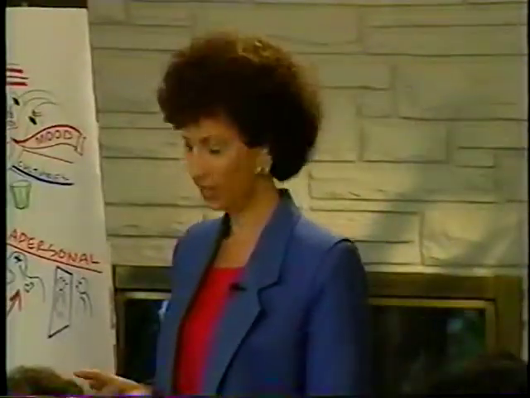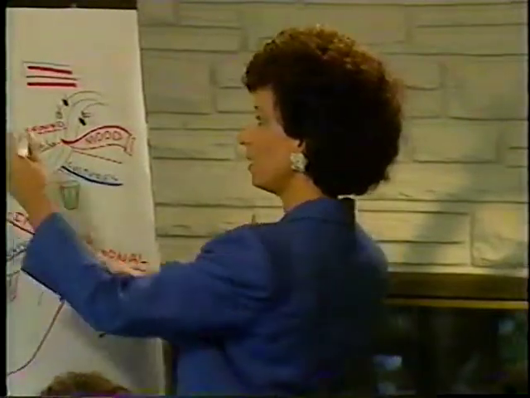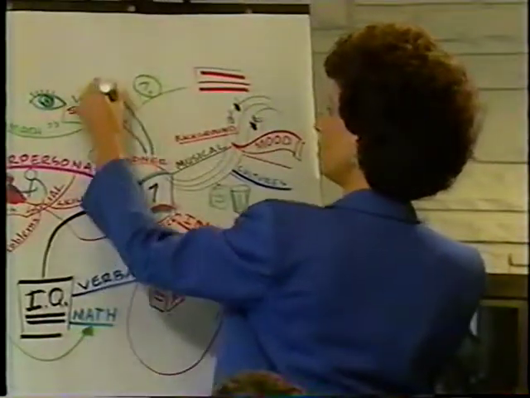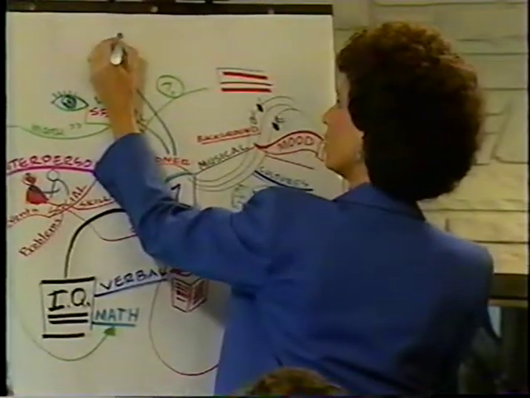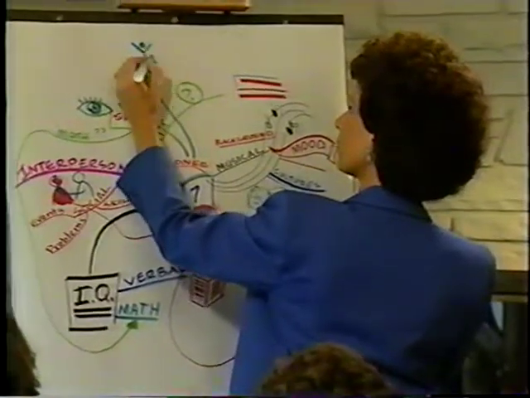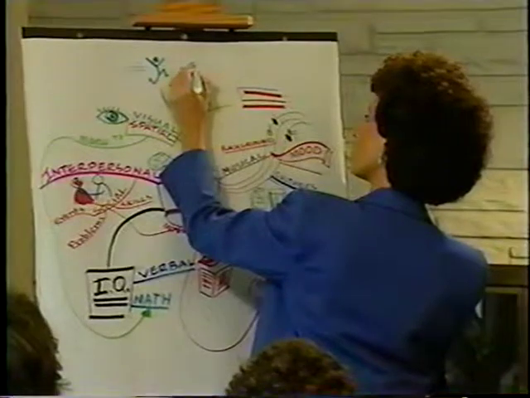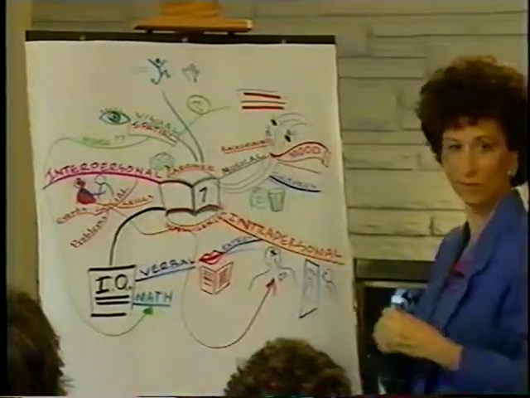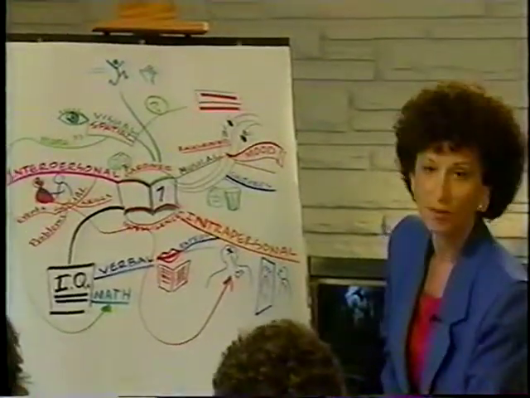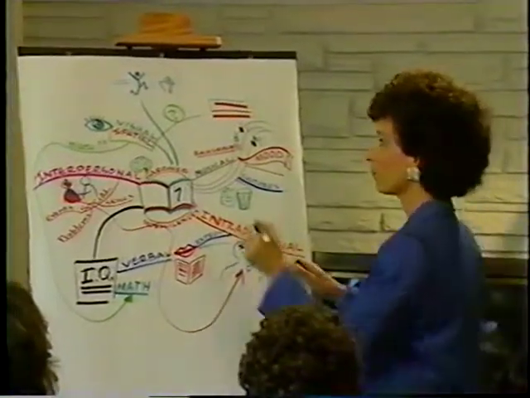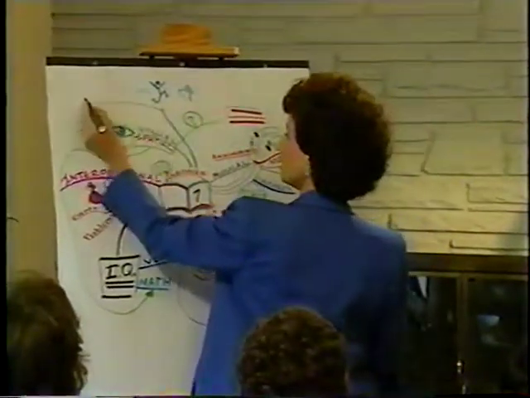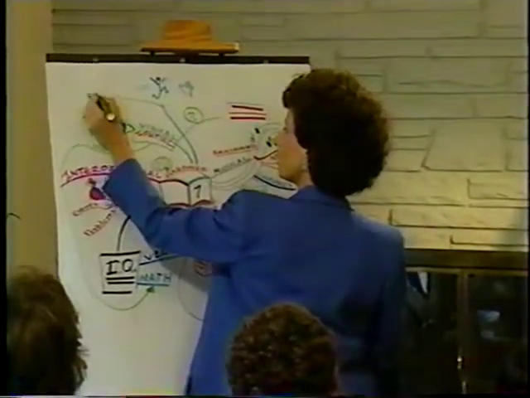So the seventh intelligence, I will represent it this way and see if it makes sense to you. We could represent it like this, or like this. It's bodily kinesthetic. Definitely an important intelligence. I'll just put bodily.